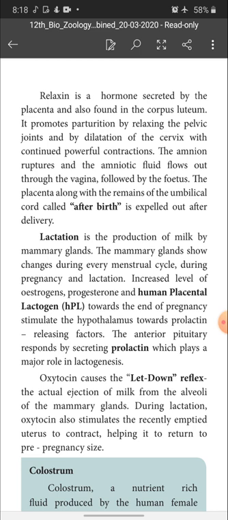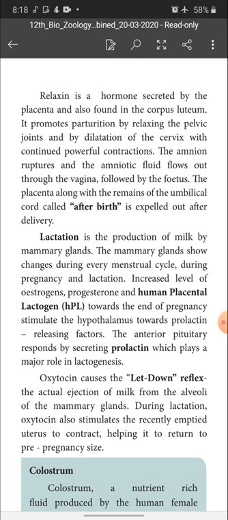Relaxin, the function of relaxin. This is a hormone released by the placenta. It causes powerful relaxation of pelvic joints and leads to dilation of the cervix and continued powerful contraction.